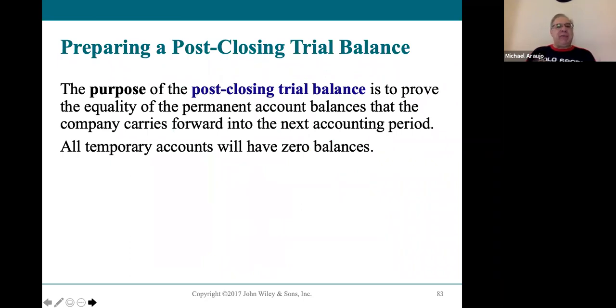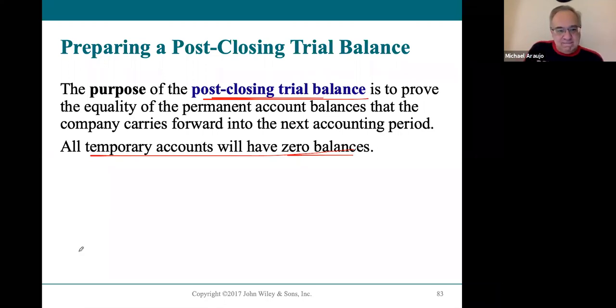What happens after you do the closing entries? After you do the closing entries, all your revenue accounts will be zero, all your expense accounts will be zero, and your dividends account will be zero. In other words, all your temporary accounts will have a zero balance. All that will have balances will be your assets, liabilities, and stockholders' equity accounts only. You can prove that by doing another trial balance called the post-closing trial balance, which I'm not going to force you to do, but it's something that we would do after the closing entries.